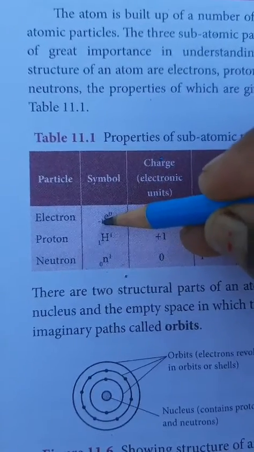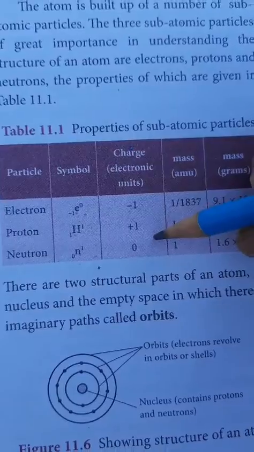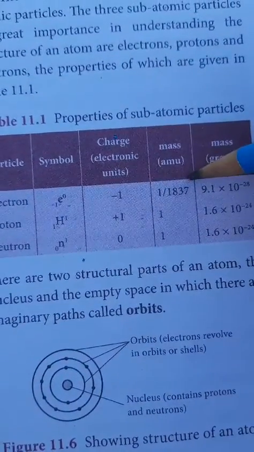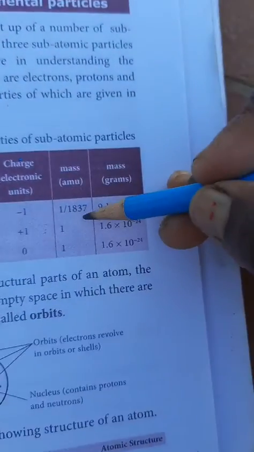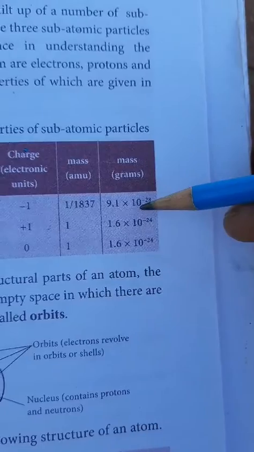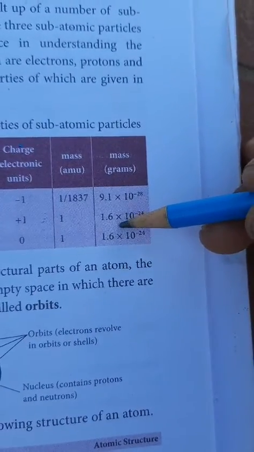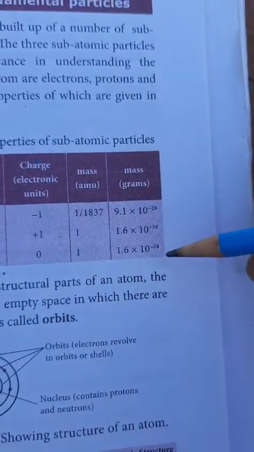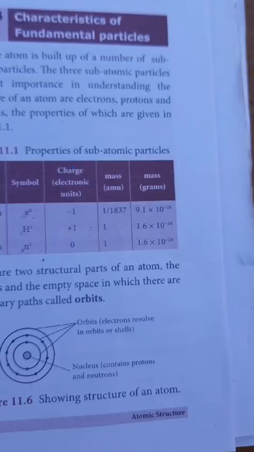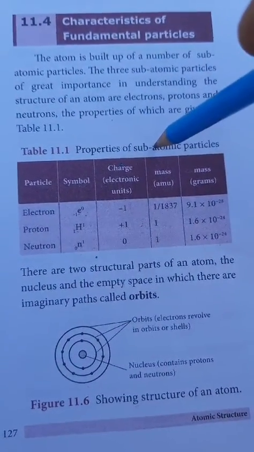Position: minus 1, plus 1, and 0 are the relative electric charge units. Mass in AMU, atomic mass unit: 1 by 1837, 1, 1. Mass in grams: 9.1 into 10 power of minus 28 and 1.6 into 10 power of minus 24. These are the properties of subatomic particles.